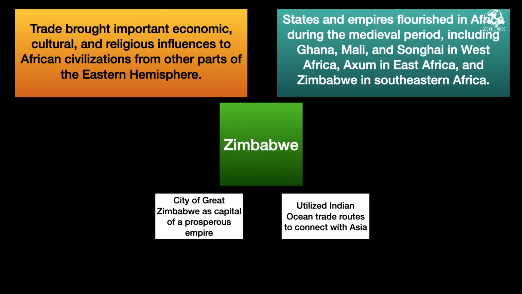Next brings up Zimbabwe. So the city of Great Zimbabwe is the capital of a prosperous empire, and they utilized Indian Ocean trade routes to connect with Asia. So Great Zimbabwe, as you're going to see here in a moment, is a stone-walled city. So it's very mysterious in some ways because people wonder how they had the technology to make this. And, obviously a city with walls is there to protect you. So today you can still visit this city, and as you're going to see from the flight simulator video, I'm going to fly around it, and then I'm going to show you from Apple Maps what it looks like today as well.